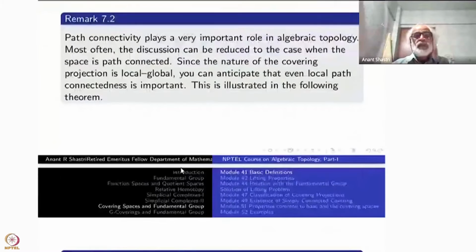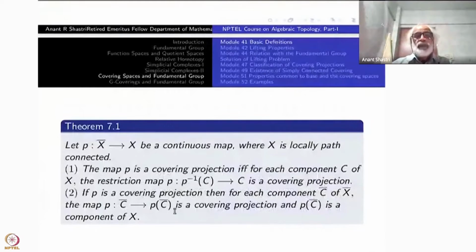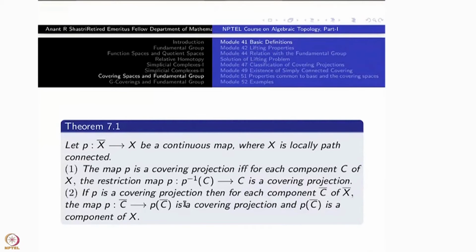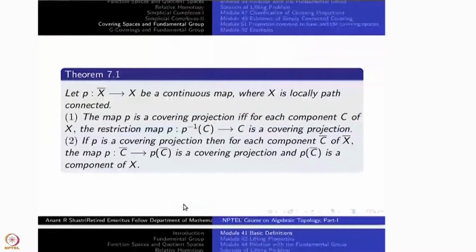So the key was this theorem, namely, when you have locally path connected, then you can restrict the covering space to each path component of the top space, and yet it will be a covering projection. So you can study each of them separately and then put whatever observation you have made together. This is why this theorem is very important. This is what we have proved last time.